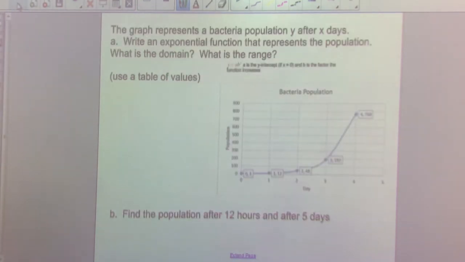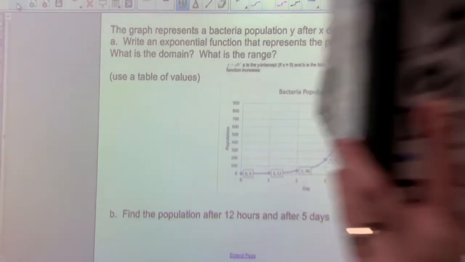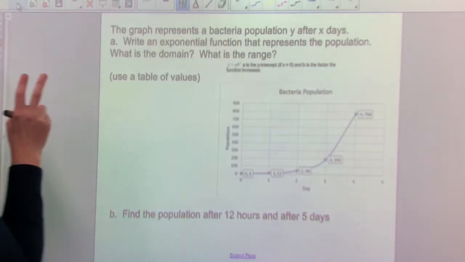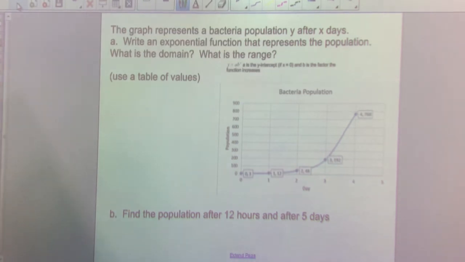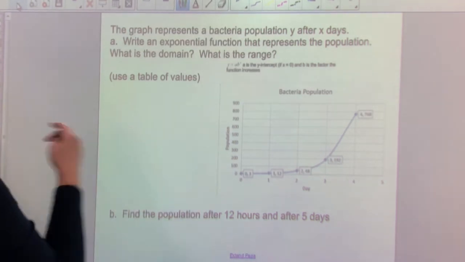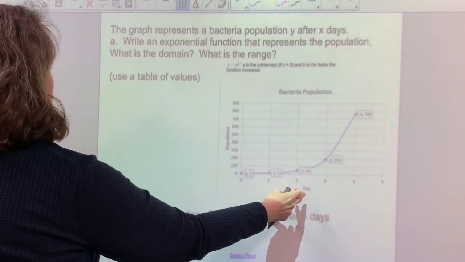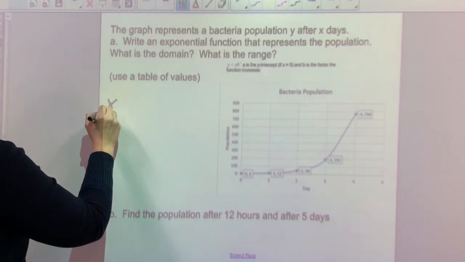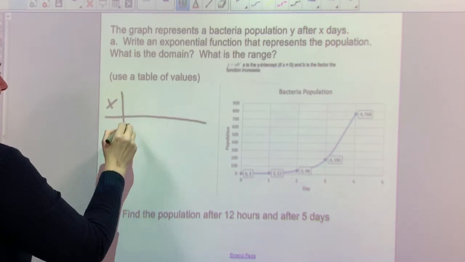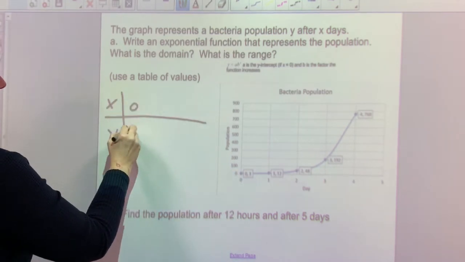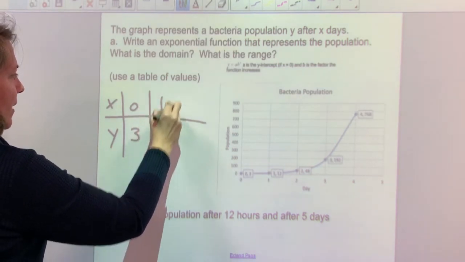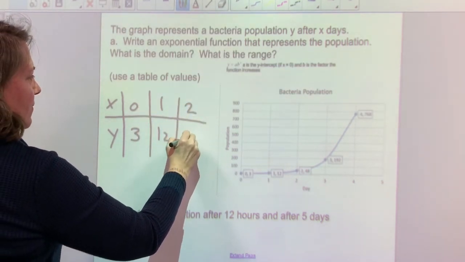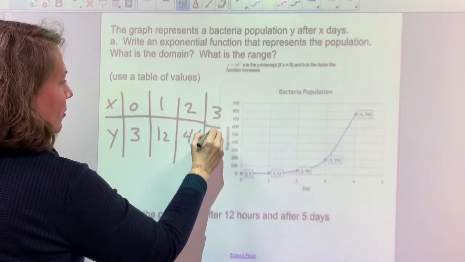All right. The graph represents bacteria population y after x days. Okay, let's see. y is the bacteria population, the amount of bacteria that you have, after x amount of days. It's an exponential function. Use a table of values. Okay, so x, y. For each point, that's nice that they gave us the points. x is 0, y is 3. My next one, x is 1, y is 12. My next one, x is 2, y is 48. I'll do 3, but I'm not going to write 4 because I'm running out of room.